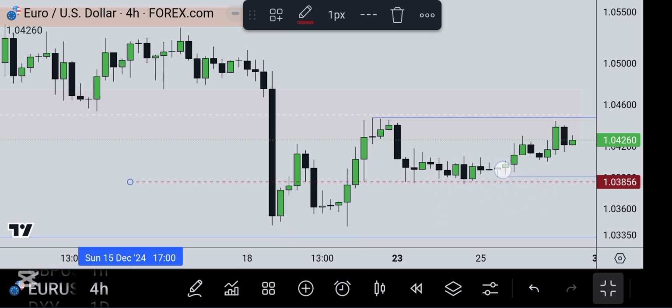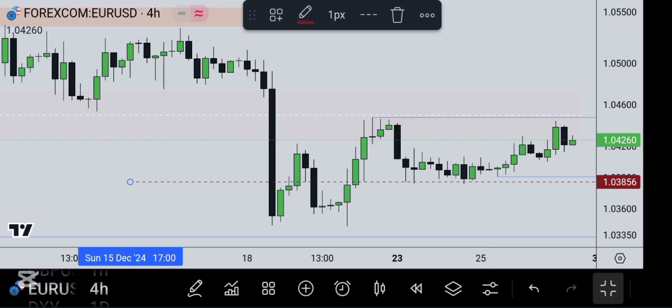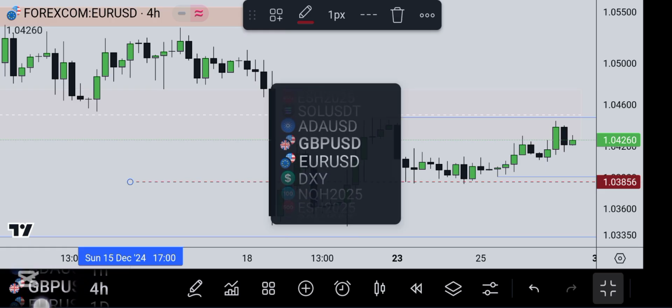This is what I told you, which is that weekly tail encouragement. Remember, I called the level 1.03856. You can see the body is refusing to close below that. You can see they're refusing. So it's just like this price action. Look, this is dirty. Okay, you don't understand. Let me tell you what I mean when I say it's dirty.